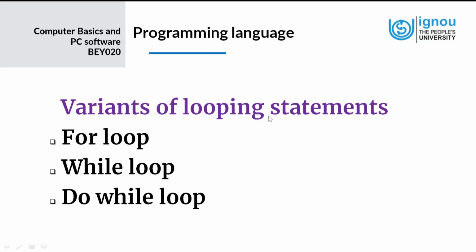Well, there are variants of looping statements in programming languages. For loop checks the condition, with initialization and checking, in the beginning. While also does the same thing. And do while checks the condition towards the end. These three loops are the most important loops when we are dealing with programming languages.